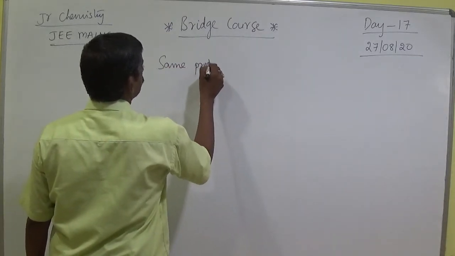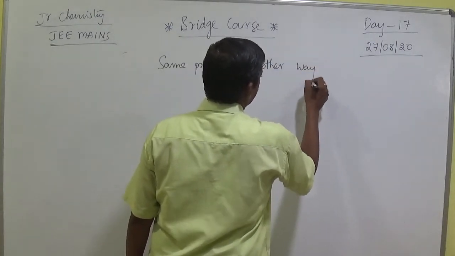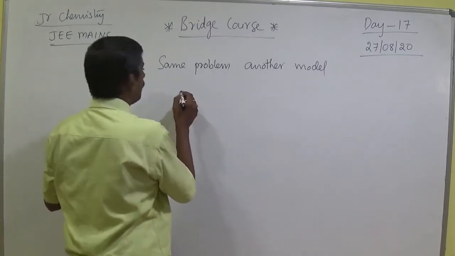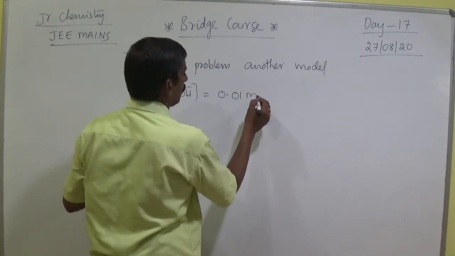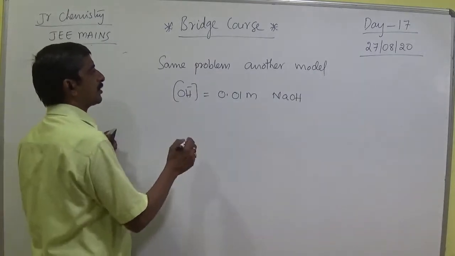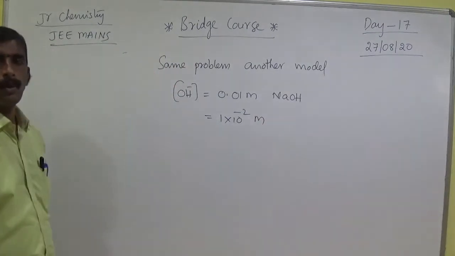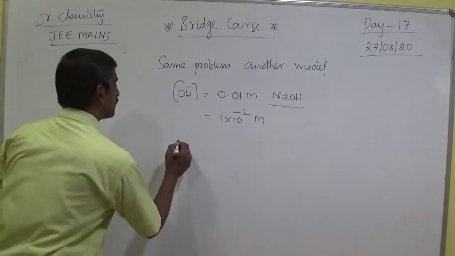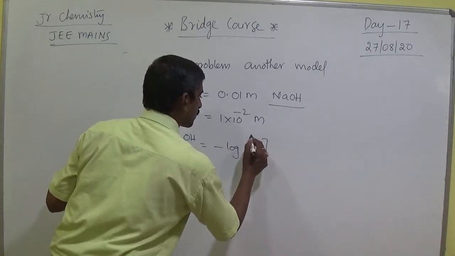So same problem, another model. We know they gave the OH minus concentration: 0.01 molar NaOH. Here the OH concentration is simply 1 into 10 to the power minus 2. We know these are OH concentration. Like acid and base, pOH is also there. pOH equals minus log of the OH minus ion concentration.